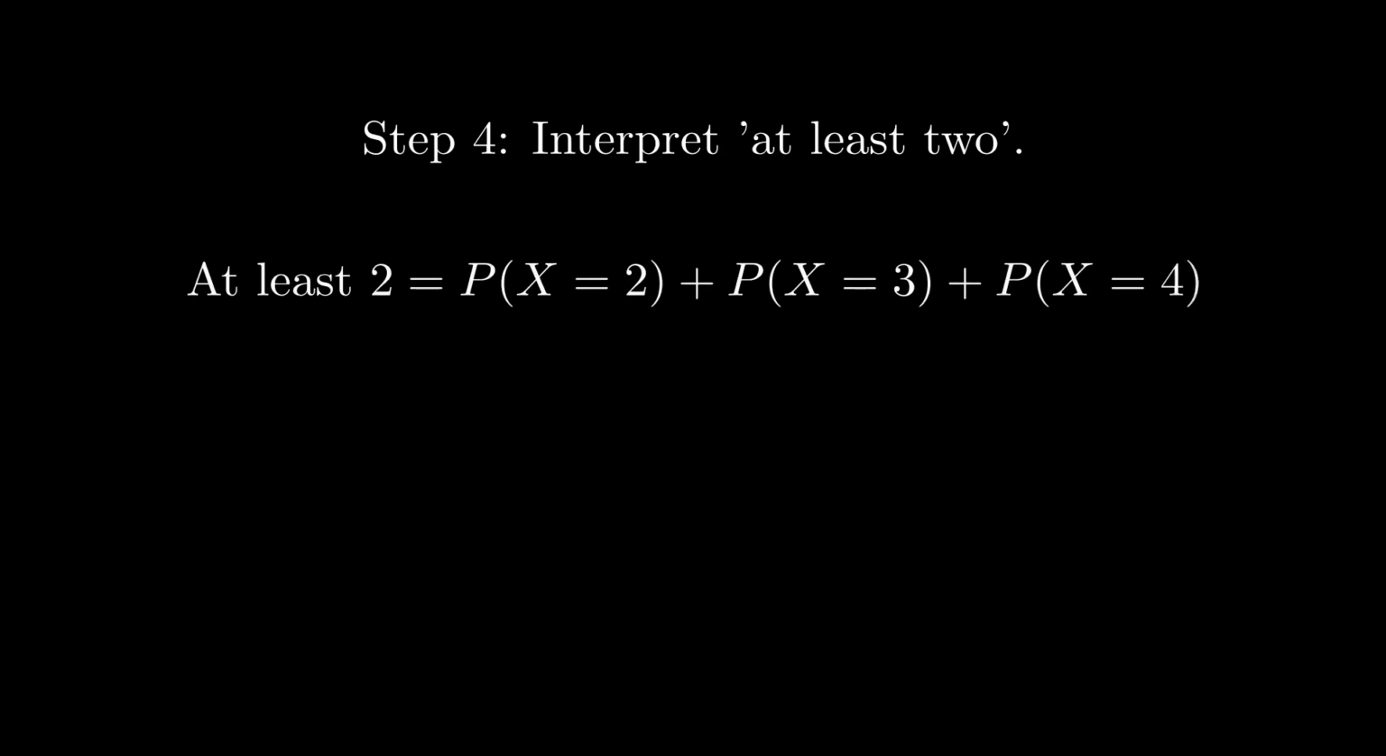Step 4. Interpret at least 2. At least 2 means hitting the target 2 times, 3 times, or 4 times. So, we need to calculate P of X equals 2 plus P of X equals 3 plus P of X equals 4. This step breaks the problem into 3 separate probabilities that we'll calculate one by one.